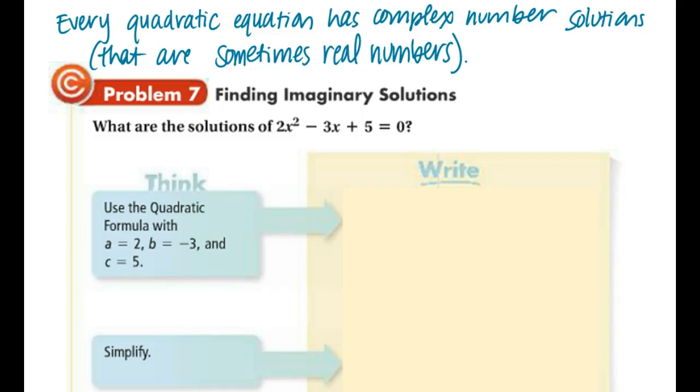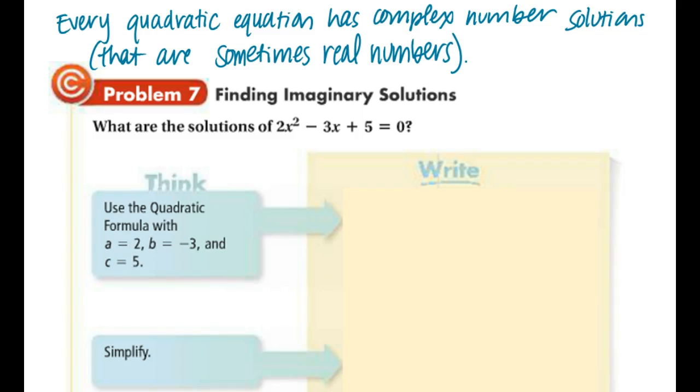You may be wondering, why are complex numbers involved with quadratics? And that's this whole chapter. We're learning about quadratics. Well, every quadratic equation has complex number solutions that are sometimes real numbers. Up until this point, we've been only working with real number solutions. Now we're going to introduce the possibility of having imaginary solutions. So I'm going to show you that process in example 7. Bear with me, we're almost done.